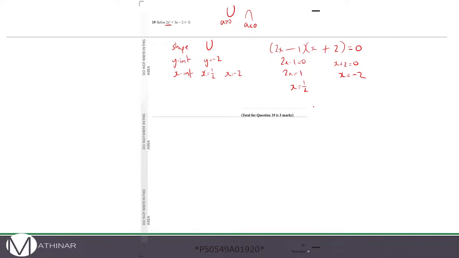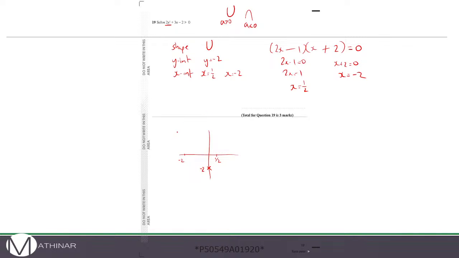Of course, because it's a calculator paper, you could get your calculator to do this as well. Next, we draw our graph. Because we've done this work here, it's really easy to draw. We know the y-intercept is at -2. We know the x-intercepts are at 1/2 and at -2. And then we need to draw a U-shaped graph.